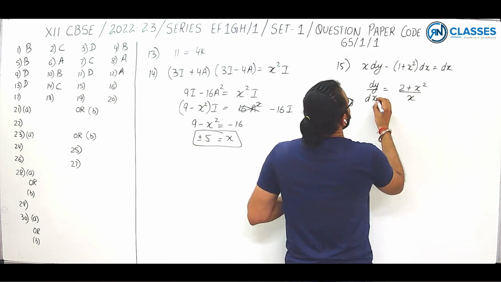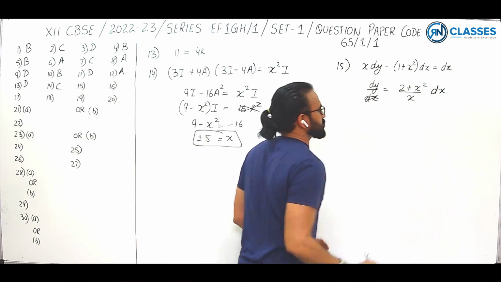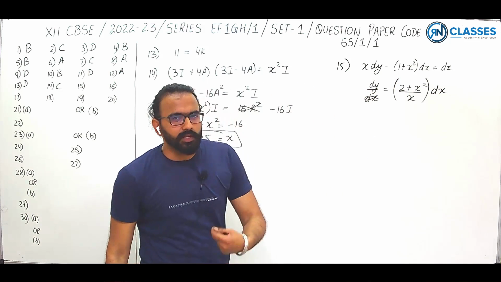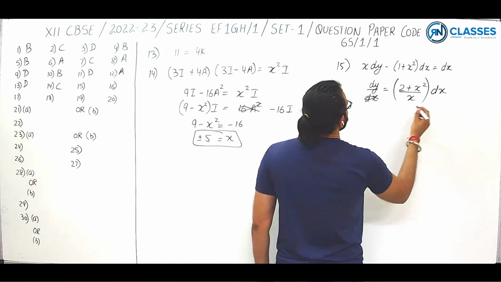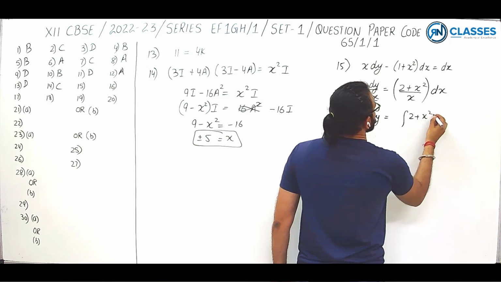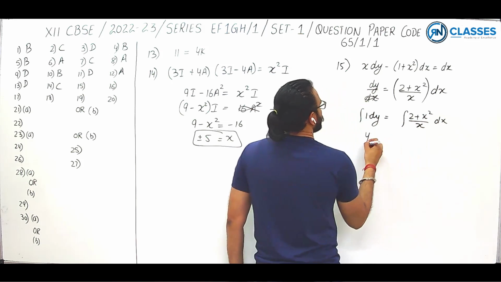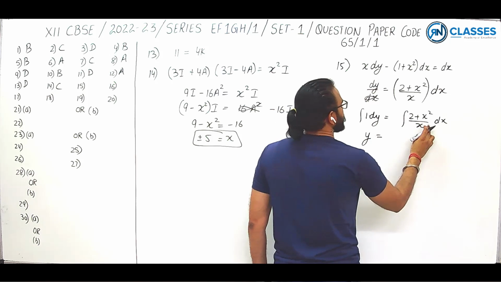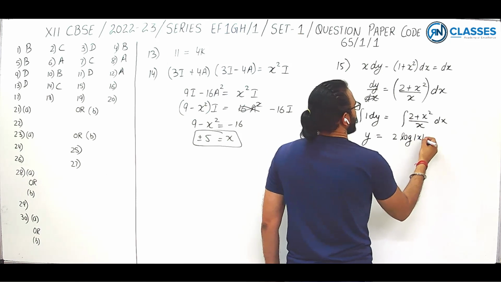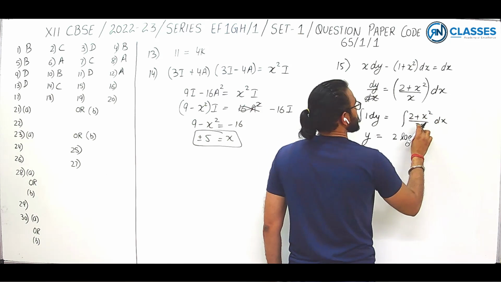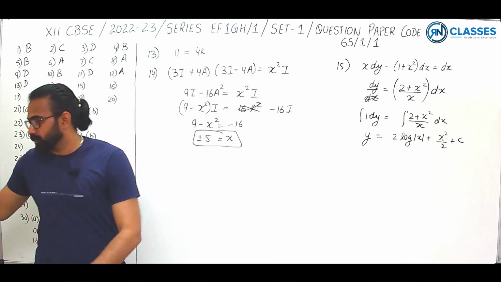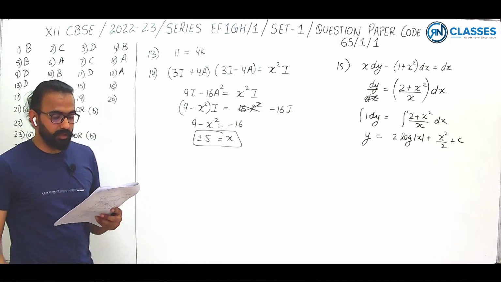All the x terms are on one side, so we can write it like this: dy equals this complete 2 plus x square by x into dx. Now we can integrate both sides, and on integrating both sides, we will get integration of 1 into dy equals integration of 2 plus x square by x dx. So finally we will get y, and as soon as we separate the denominator, we will get 2 by x. Its integration is twice log of mod x, plus x square by x, that turns out to be x, whose integration is x square by 2, plus c. And if you observe, the answer matches with option D.